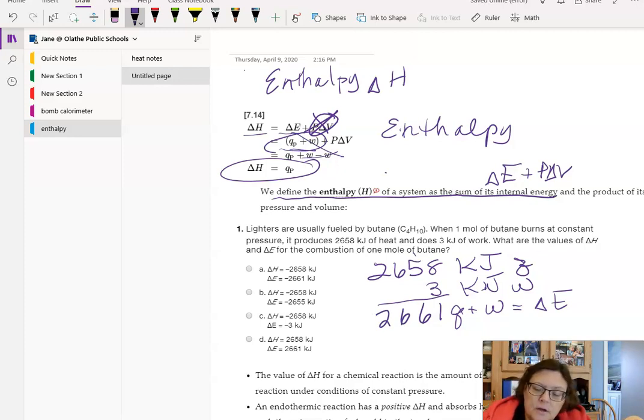Plus, if you read in the question, it tells us it's producing the energy. That means it's being given off. So it's negative 2661. That is equal to heat plus work. So this value is our delta H, E. This value was the delta H. So the answer is number 1.